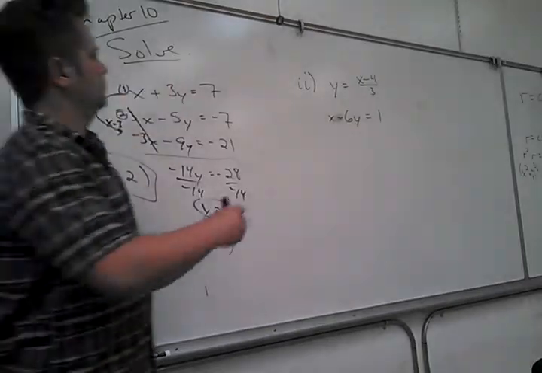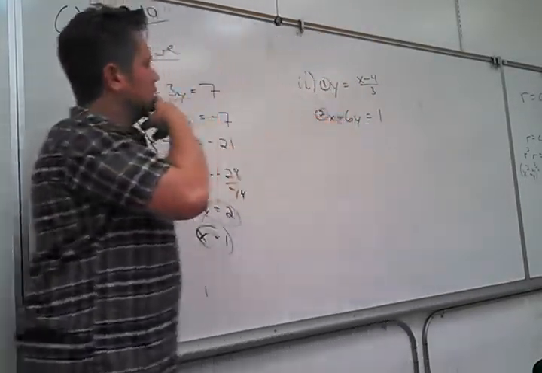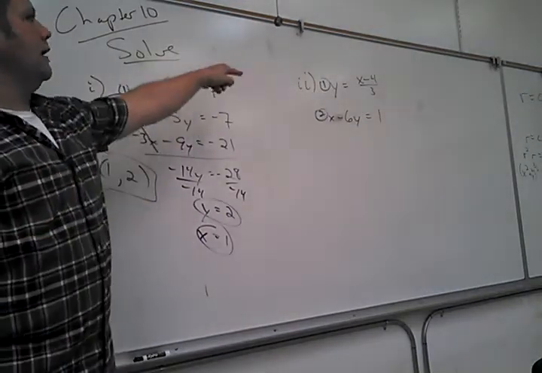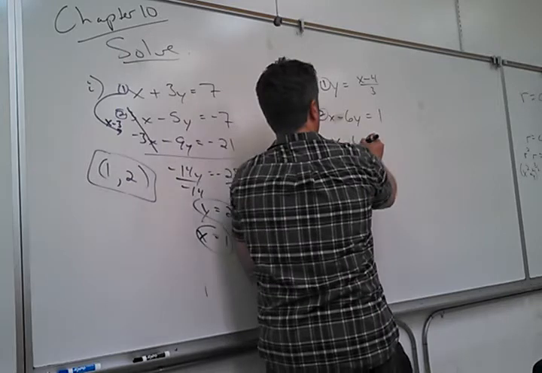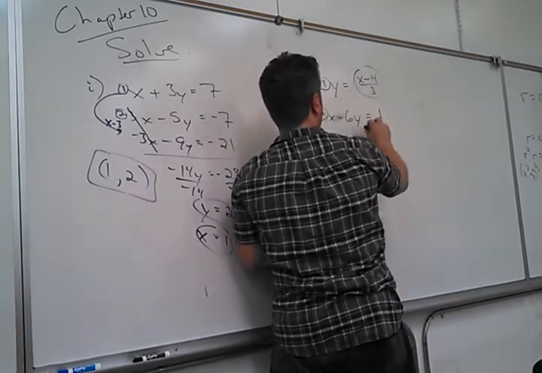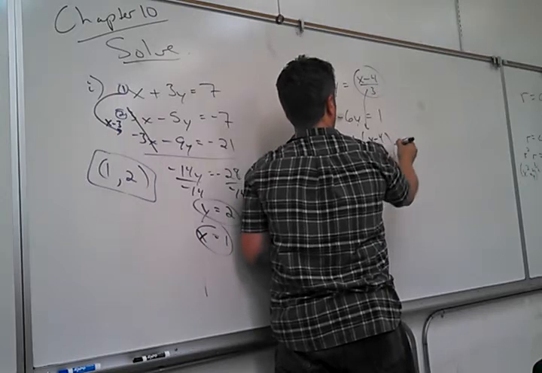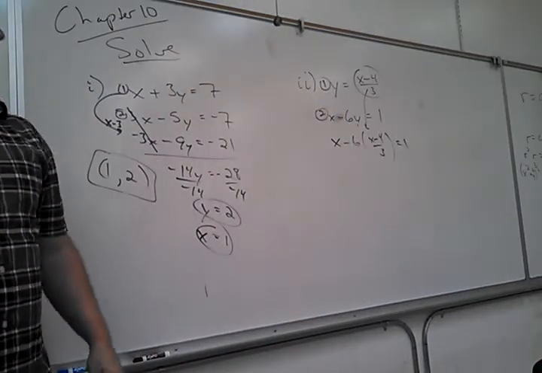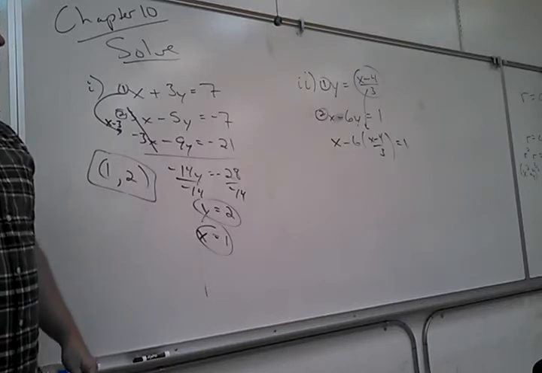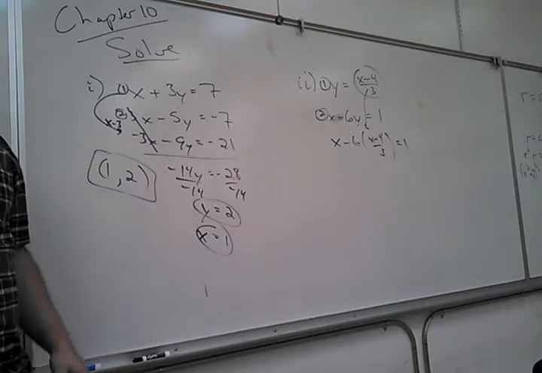On number 2, I would definitely use the substitution method, because y is that. So I can rewrite the second equation using that information. Y is this. So why write y when I can write that? And now I've got 1 variable in there. I can solve for that 1 variable.